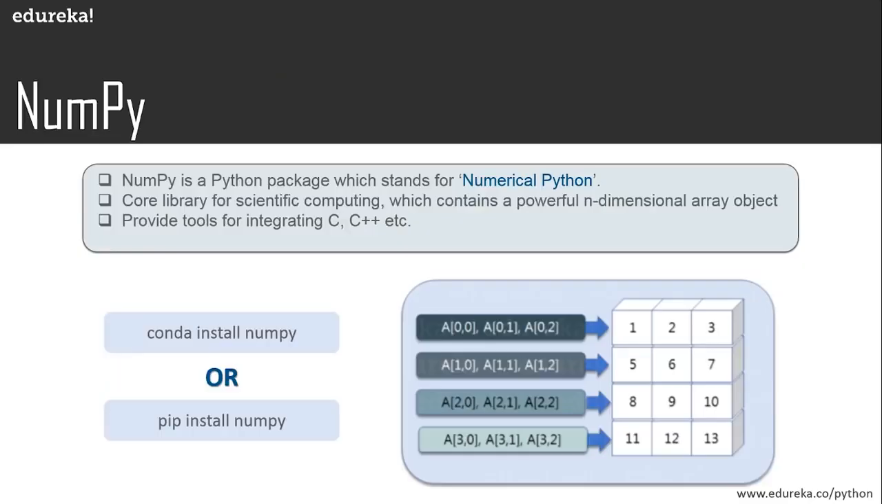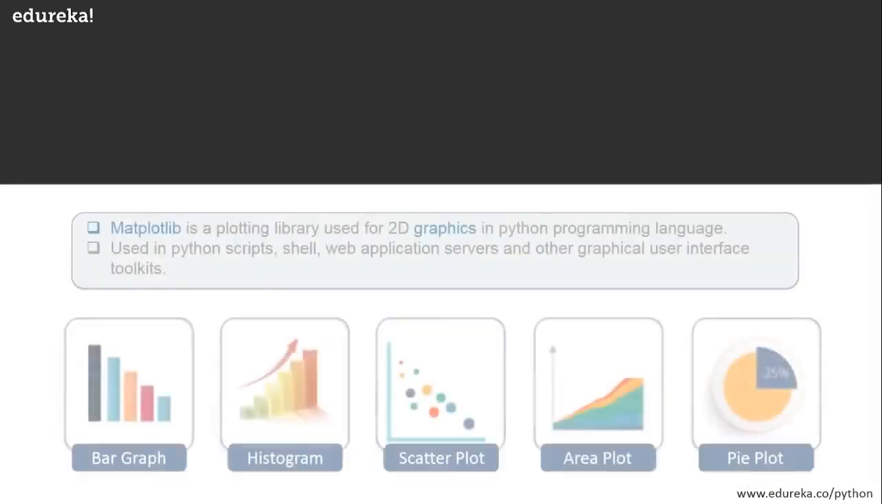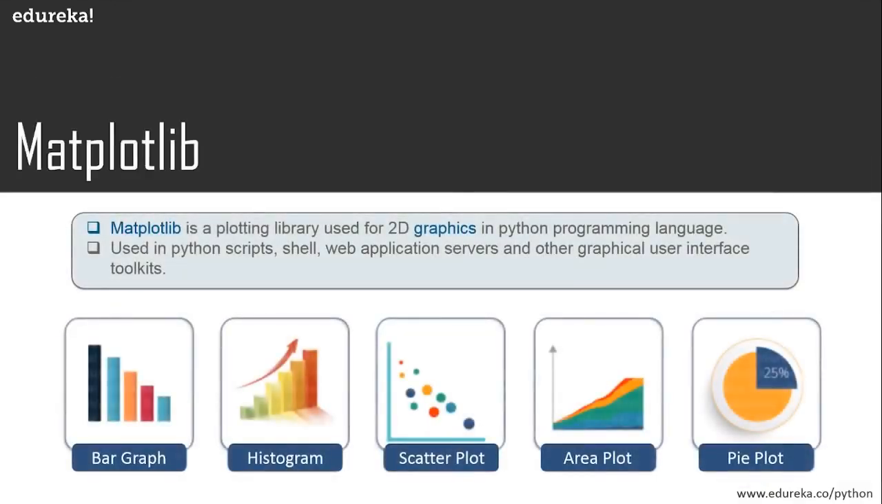Now moving on towards the next library of this session, which is the Matplotlib library. Matplotlib is a 2D plotting library which produces publication quality figures. Now you can use this Matplotlib either in Jupyter Notebook, IPython shell or Python scripts, etc. With Matplotlib, you can generate plots, histograms, power spectra, bar charts, error charts, scatter plots, etc. with just a few lines of code.